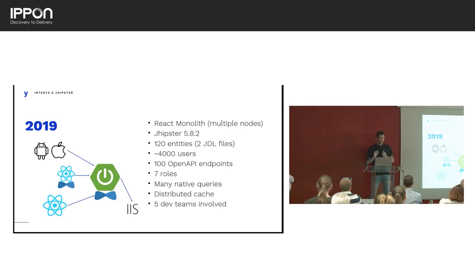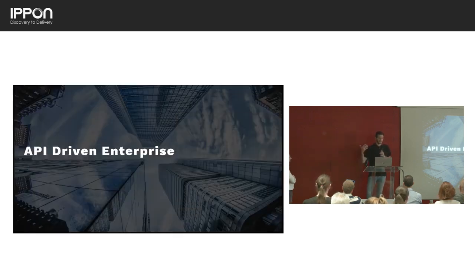And these 120 entities, which is quite a lot, we split into JDL files, because we are thinking about splitting this big monolith into a monolith and a microservice. So we are thinking and figuring out how to do it. We are still not in production. We are trying it, and we will see. While we want to build this API-driven enterprise, we are basically helping customers understand how designing API first is a real added value.